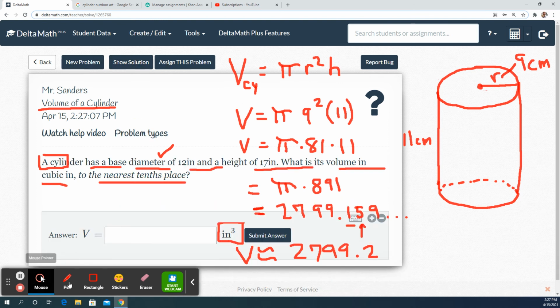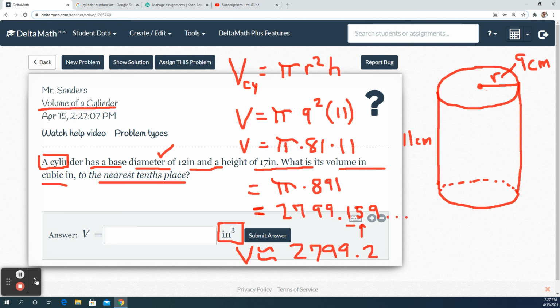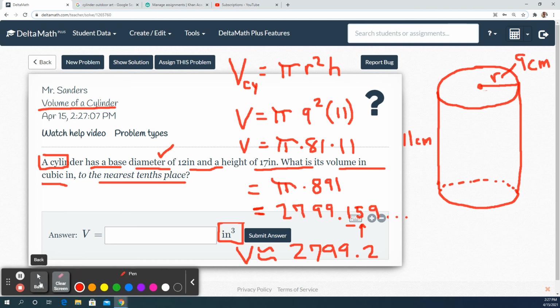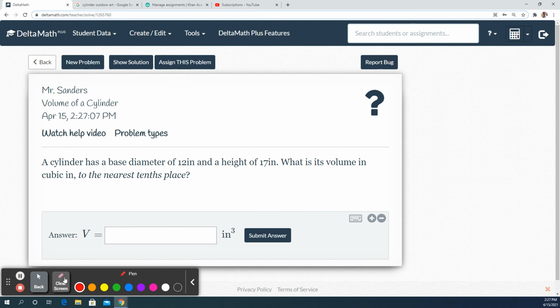And let's erase our work. Pen, clear screen. All right. Next one. A cylinder has a base diameter of 12 inches. Height is 17 inches. What is its volume in cubic inches to the nearest tenths place? Once again, they're taking care of the unit, so we don't have to worry about it.